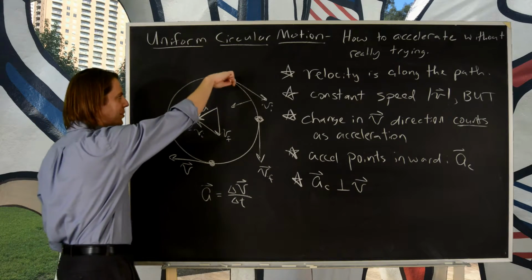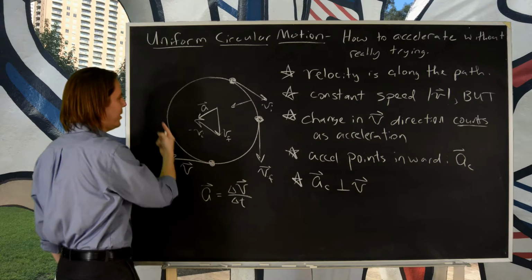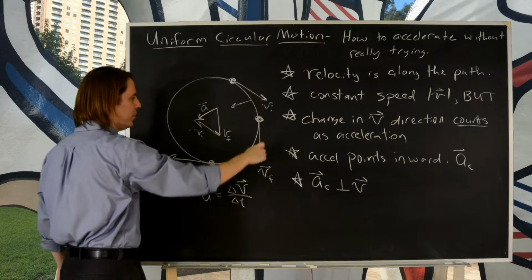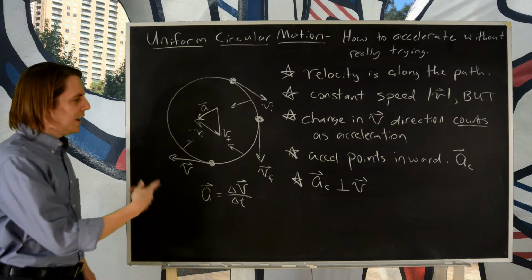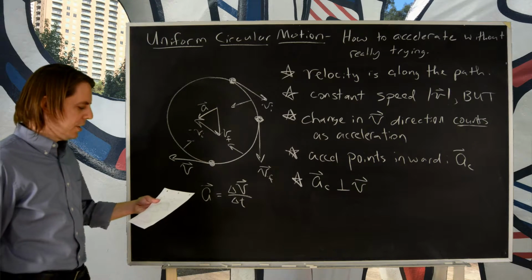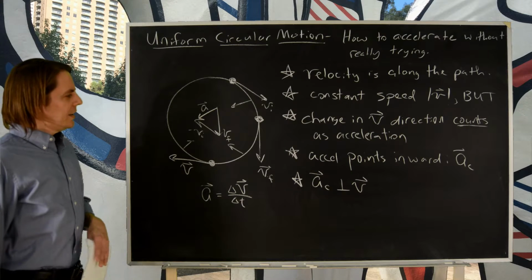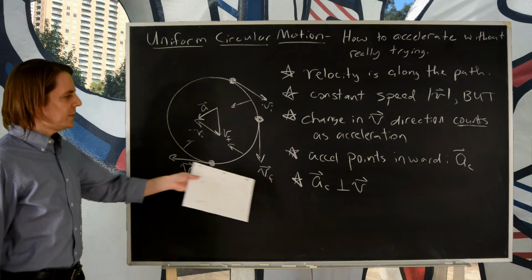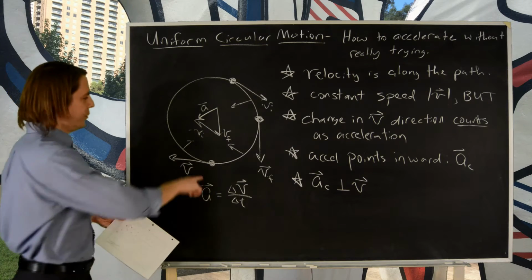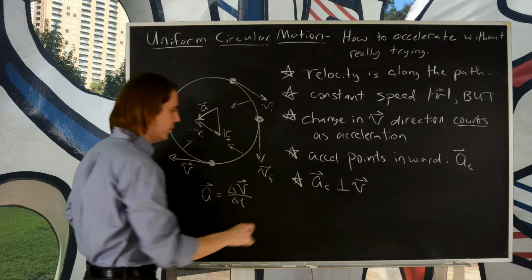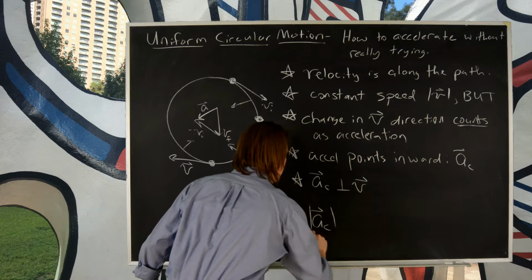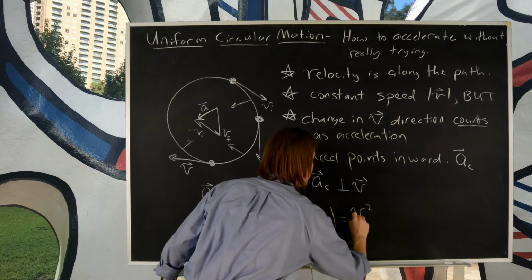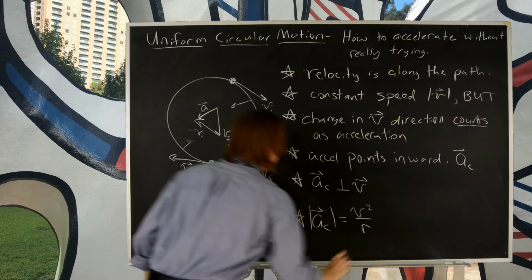As you go around the circle, the velocity is always tangential or along the path, and the acceleration is always perpendicular to the path. So a and v are always perpendicular to each other. And then I guess the last thing you need is the magnitude of the centripetal acceleration. The direction is this complicated thing that turns the whole time. If you wanted the magnitude, it's equal to the speed squared over the radius of the circle.